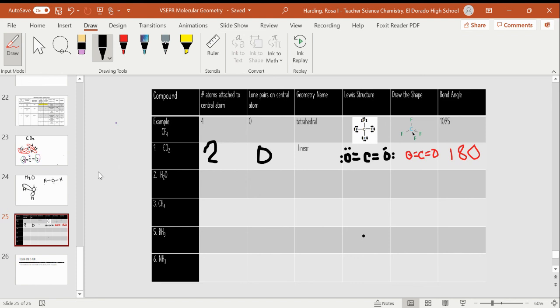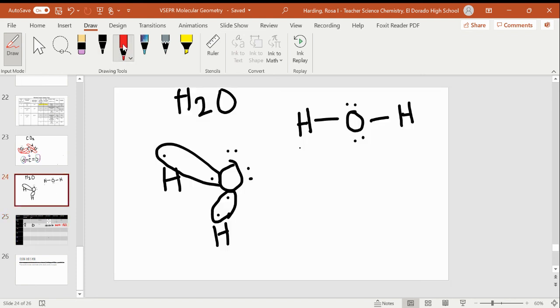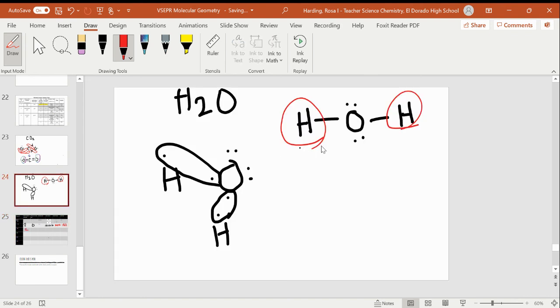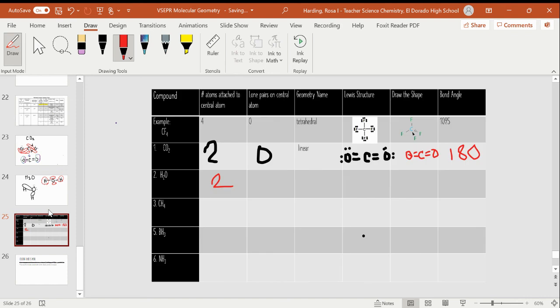So how many atoms are attached to the central atom? Okay, easy. Here's the central atom, it's O, and 2 atoms are attached to it. So that means we're going to put 2. Lone pairs on the central atom. Well, are there lone pairs? Yeah. There's 1 pair and there's a second pair. So there's 2 lone pairs. So easy enough, we'll put 2.